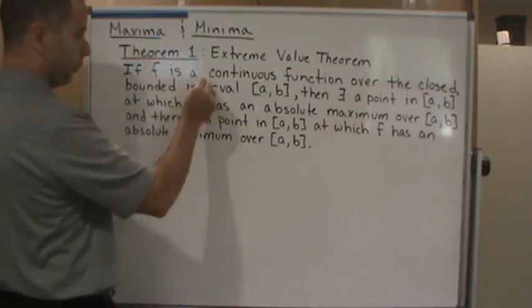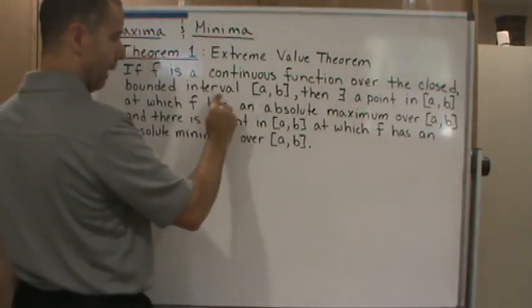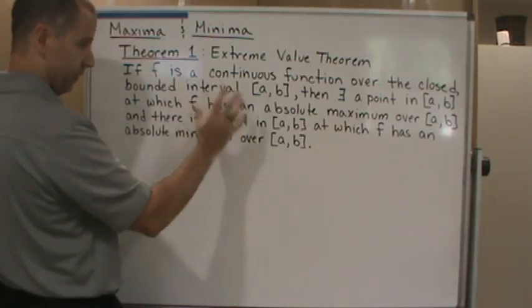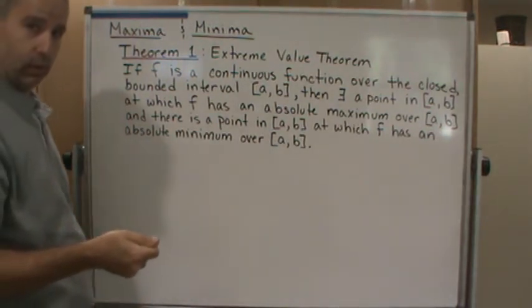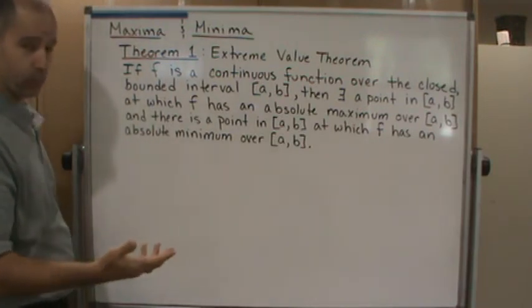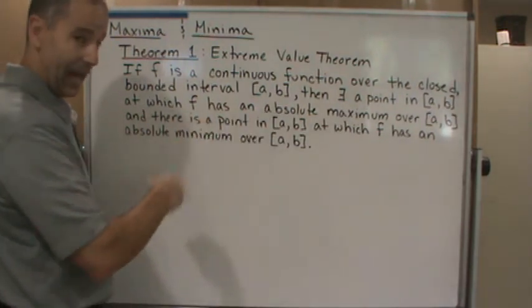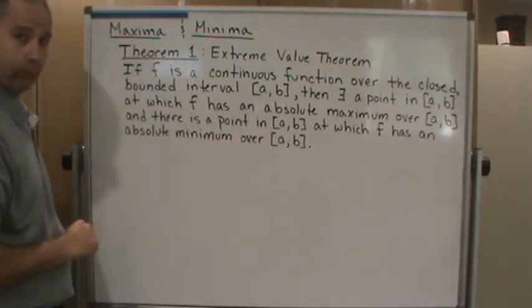So if we're dealing with a continuous function and we're dealing with a bounded closed interval, then this has to be true. There must be a point in the interval where there is an absolute maximum, and there must be a point in the interval where there's an absolute minimum. And those might happen at the endpoints, hence the closed interval, right?